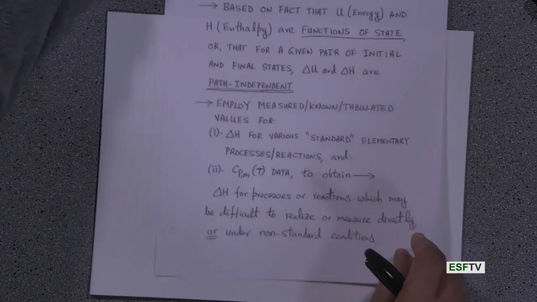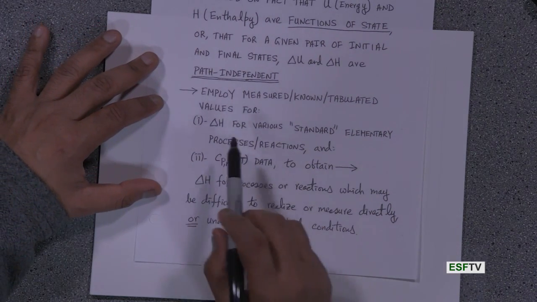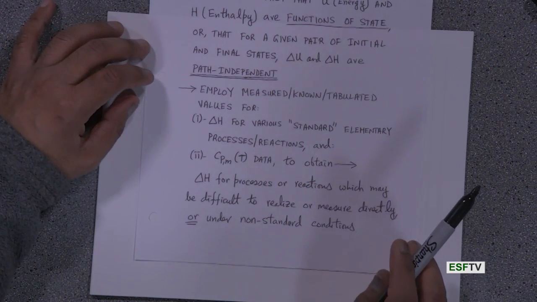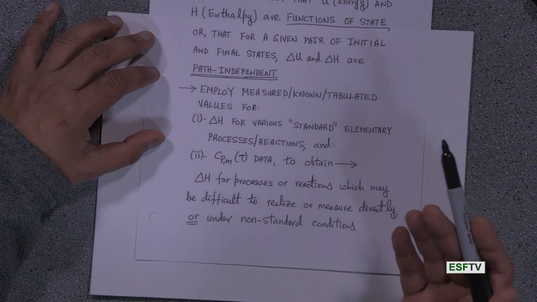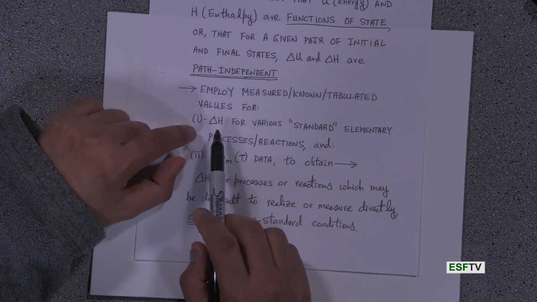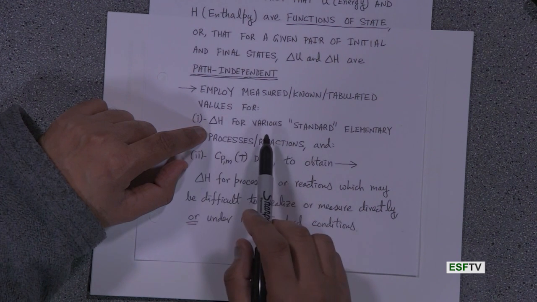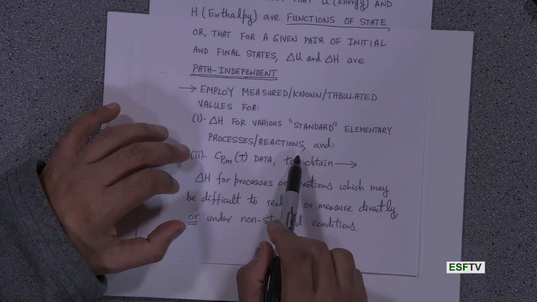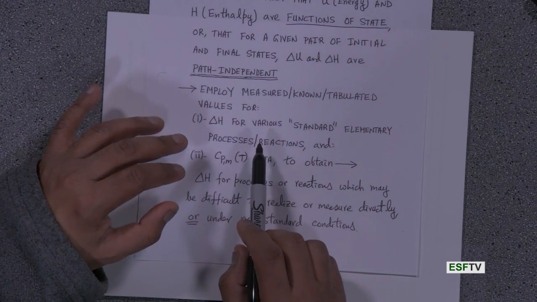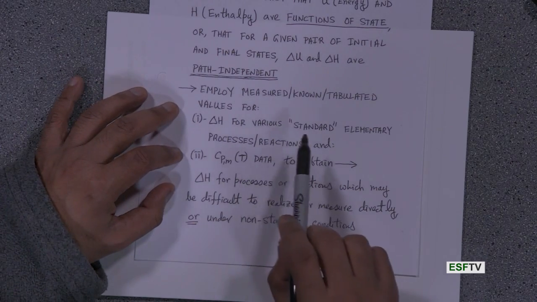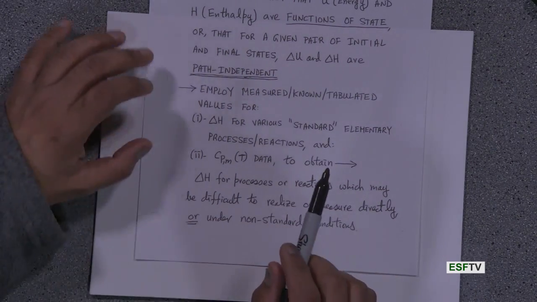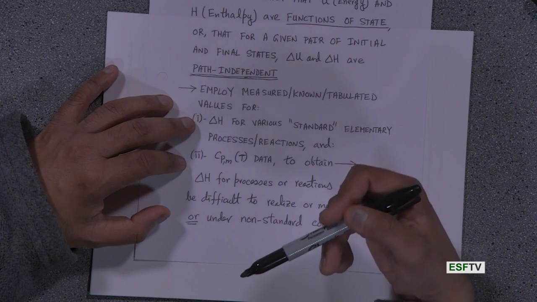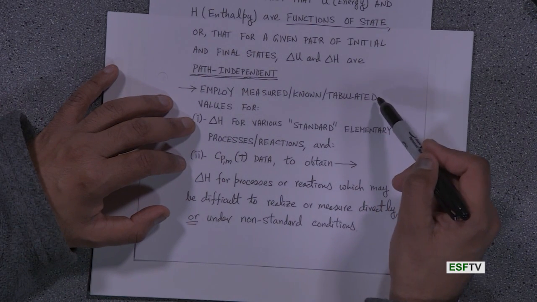So, in thermochemistry, the way this area works is, we take advantage of tabulated values, either directly measured from experiment or obtained from tables of thermochemical data, for delta H's, changes in enthalpy, for a collection of quote-unquote standard elementary basic processes or reactions. Think of these as words with which one can build sentences. So, delta H's for a whole collection of standard building block type processes or reactions have been directly measured and are tabulated in appropriate tables.